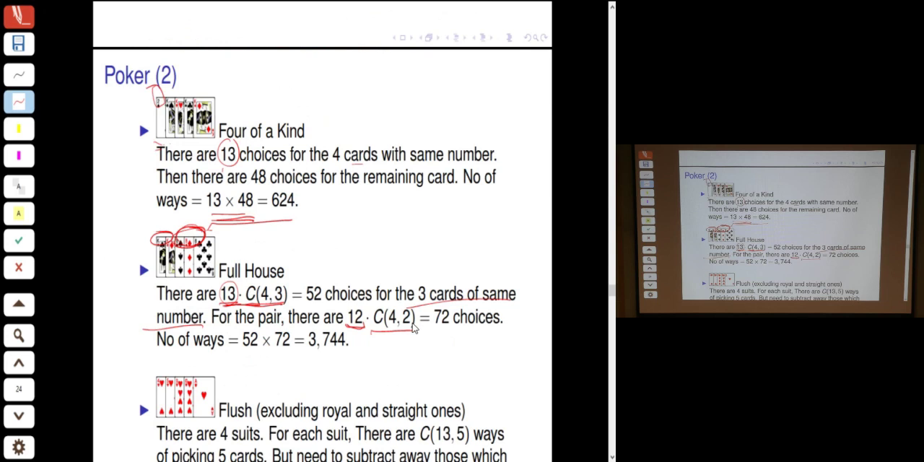So what we did was that we had 3 cards of the same repeated number and then a pair of 2 cards of a different number. We decoupled the problem. We first dealt with the 3 cards of the same number, and that gives you 52 possible choices. For each way of choosing these 3 cards having the same number, we looked at the possible ways of choosing the other 2 cards having a common number, which is 72, and so the total number of ways is 52 times 72, and this is 3744. Okay.